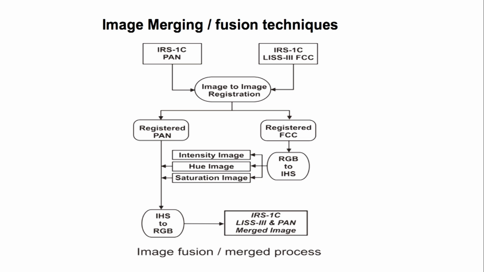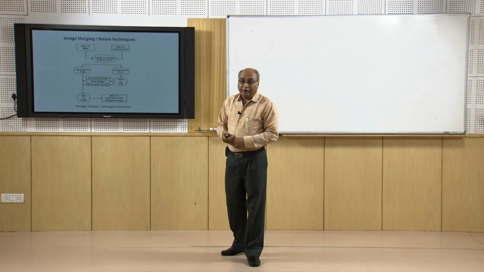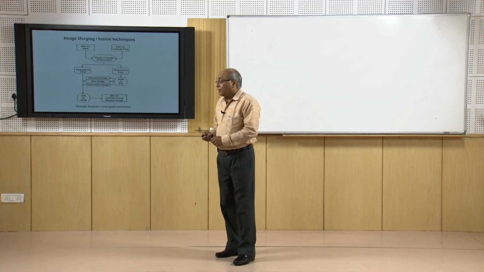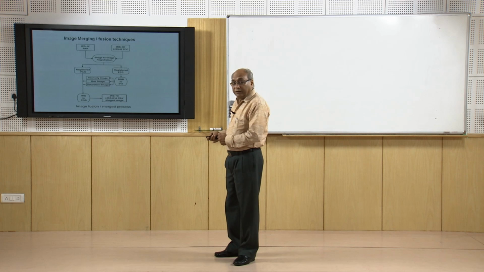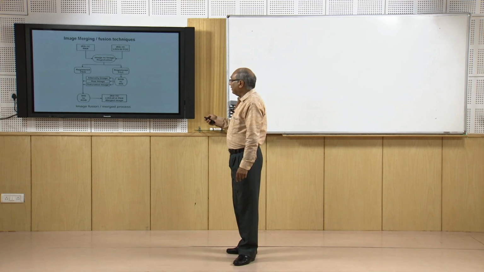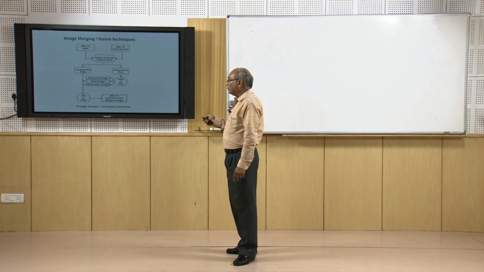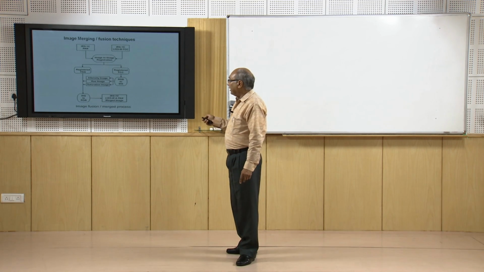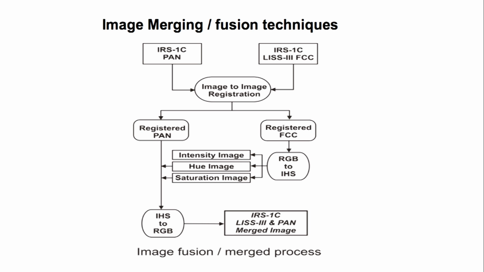The intensity image is not carried further, only the hue and saturation images along with your registered pan image, which carries high spatial resolution data. Then you go for a backward transformation from IHS to RGB, and you get a high resolution multicolor image or false color composite. So we started with a relatively high resolution but panchromatic single band image, and a relatively low resolution but colored image, and we end up with a high resolution colored image.